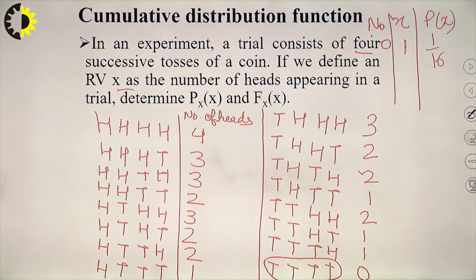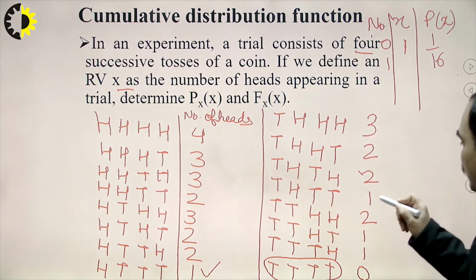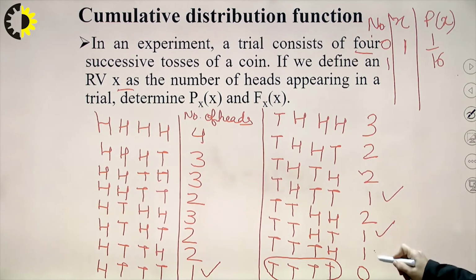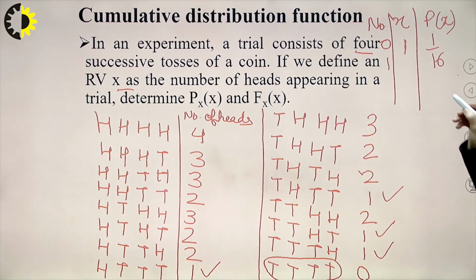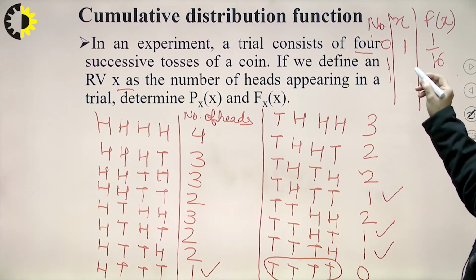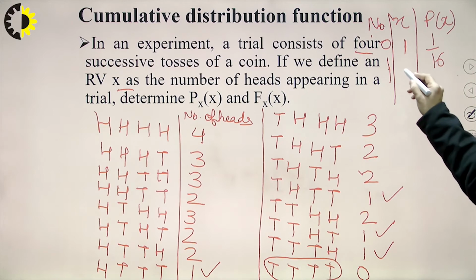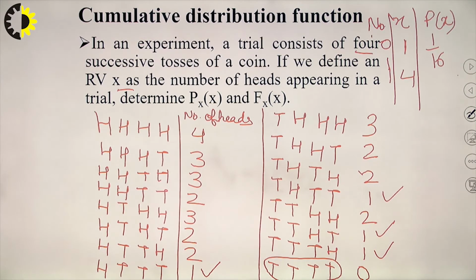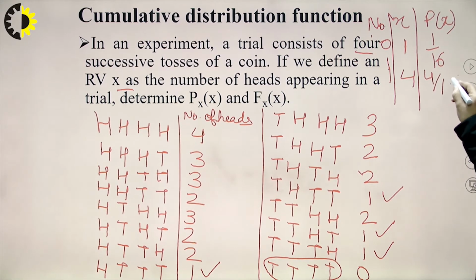Now count for number of heads equal to 1. How many possible outcomes are there? Here 1, 1, 1 and 1. So how many ones are there? 4 ones. So we have 4 possible outcomes, and out of 16 we have only 4 outcomes which have only 1 head. So the probability will be 4 by 16.